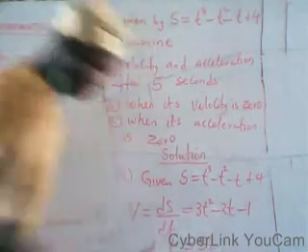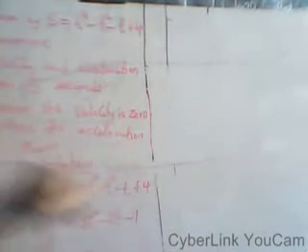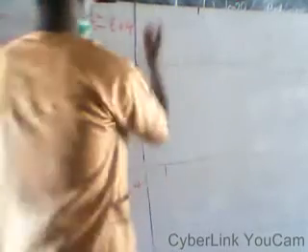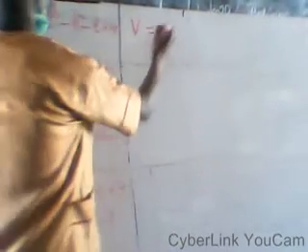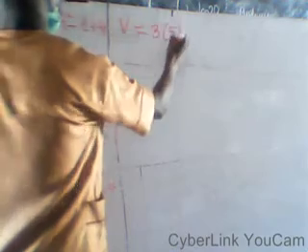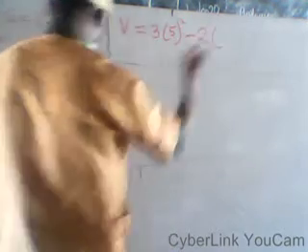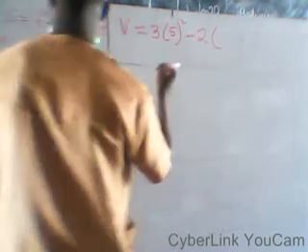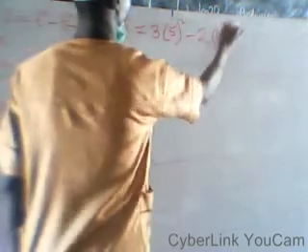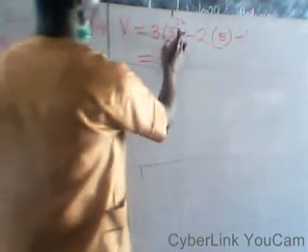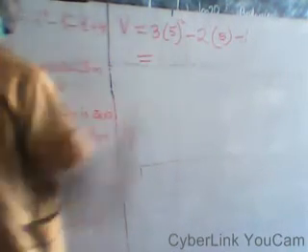So at time t equal to 5 seconds, our velocity is equal to 3 open bracket 5 close bracket squared, minus 2 open bracket, our t is 5 as usual, close bracket, then minus 1. So this is equal to, if you square this, you are going to have 25.